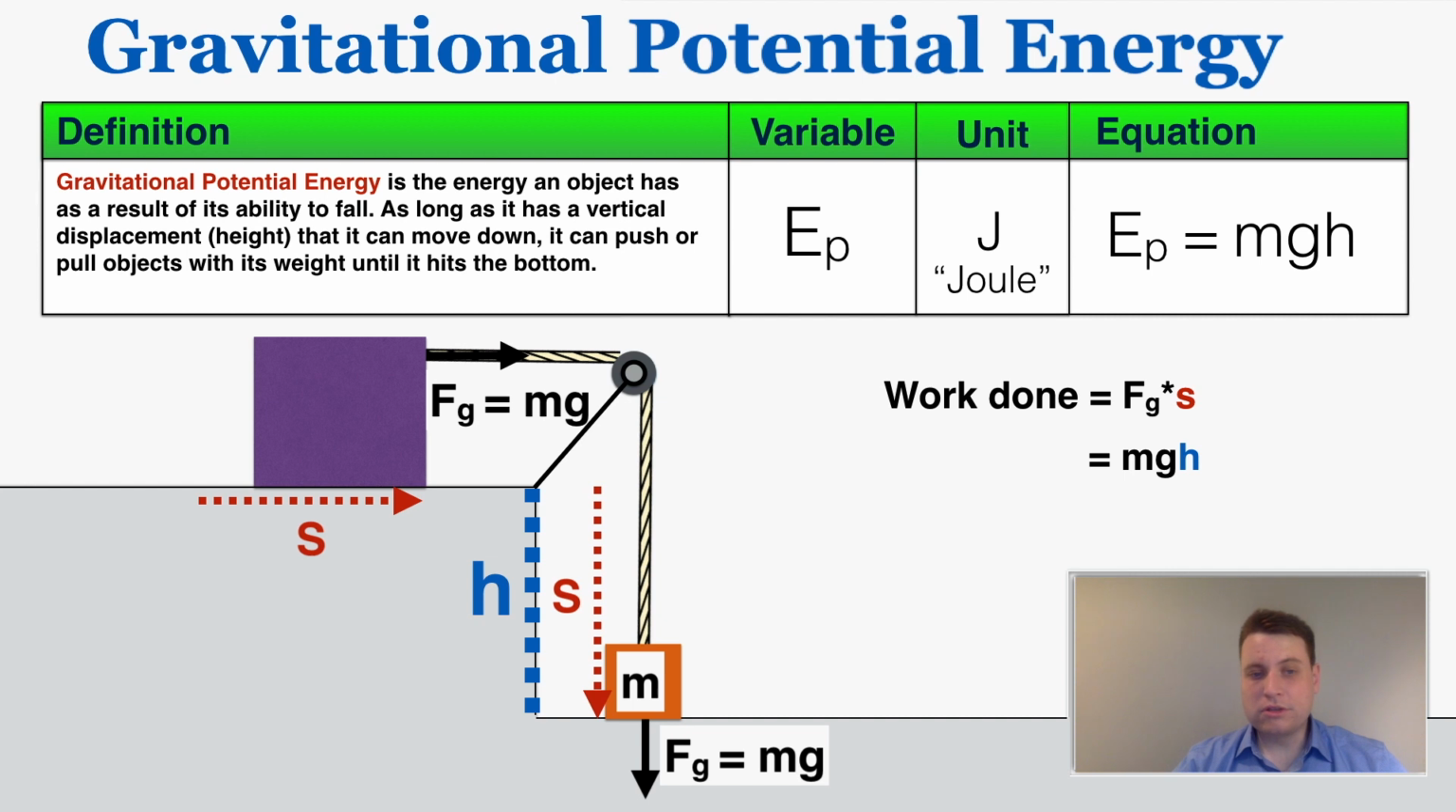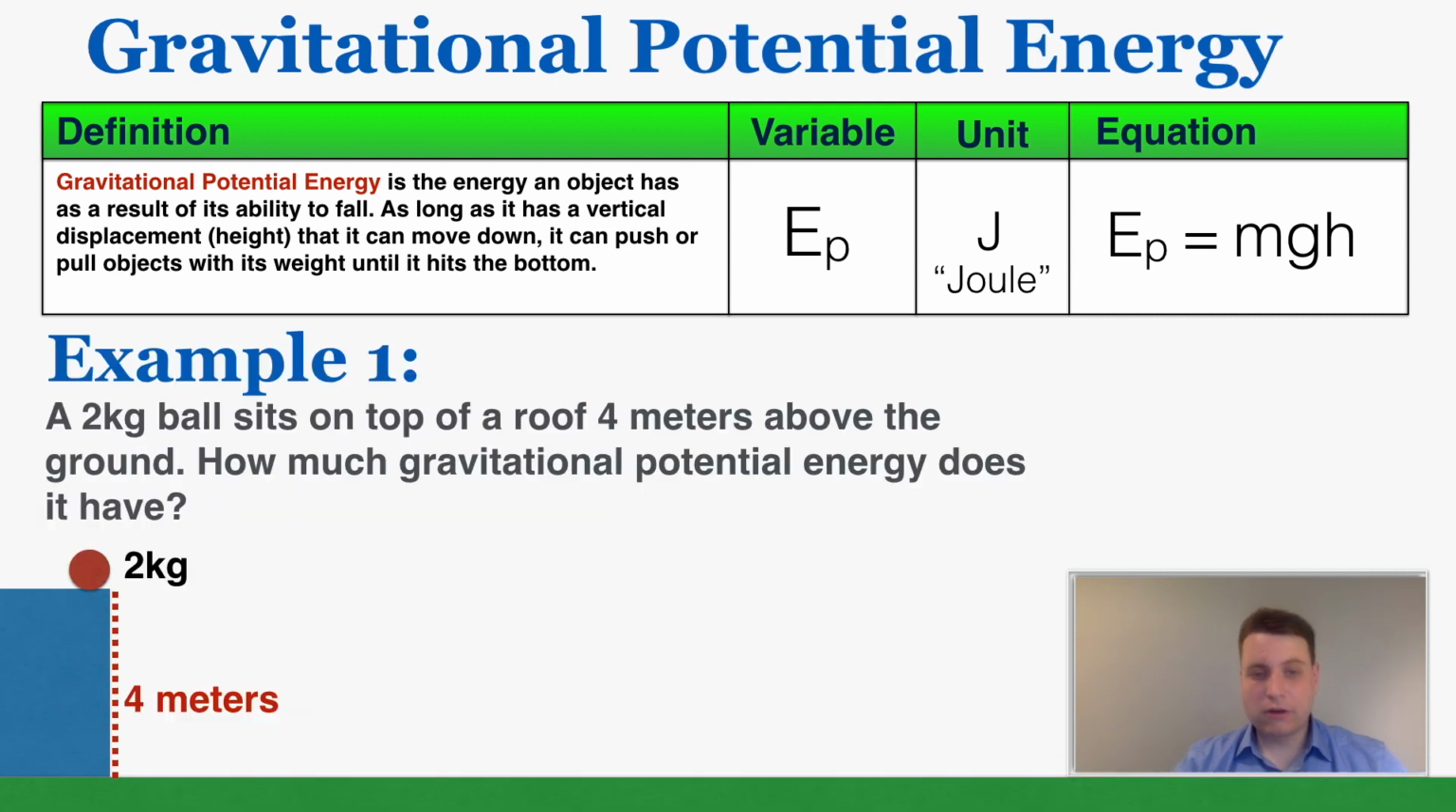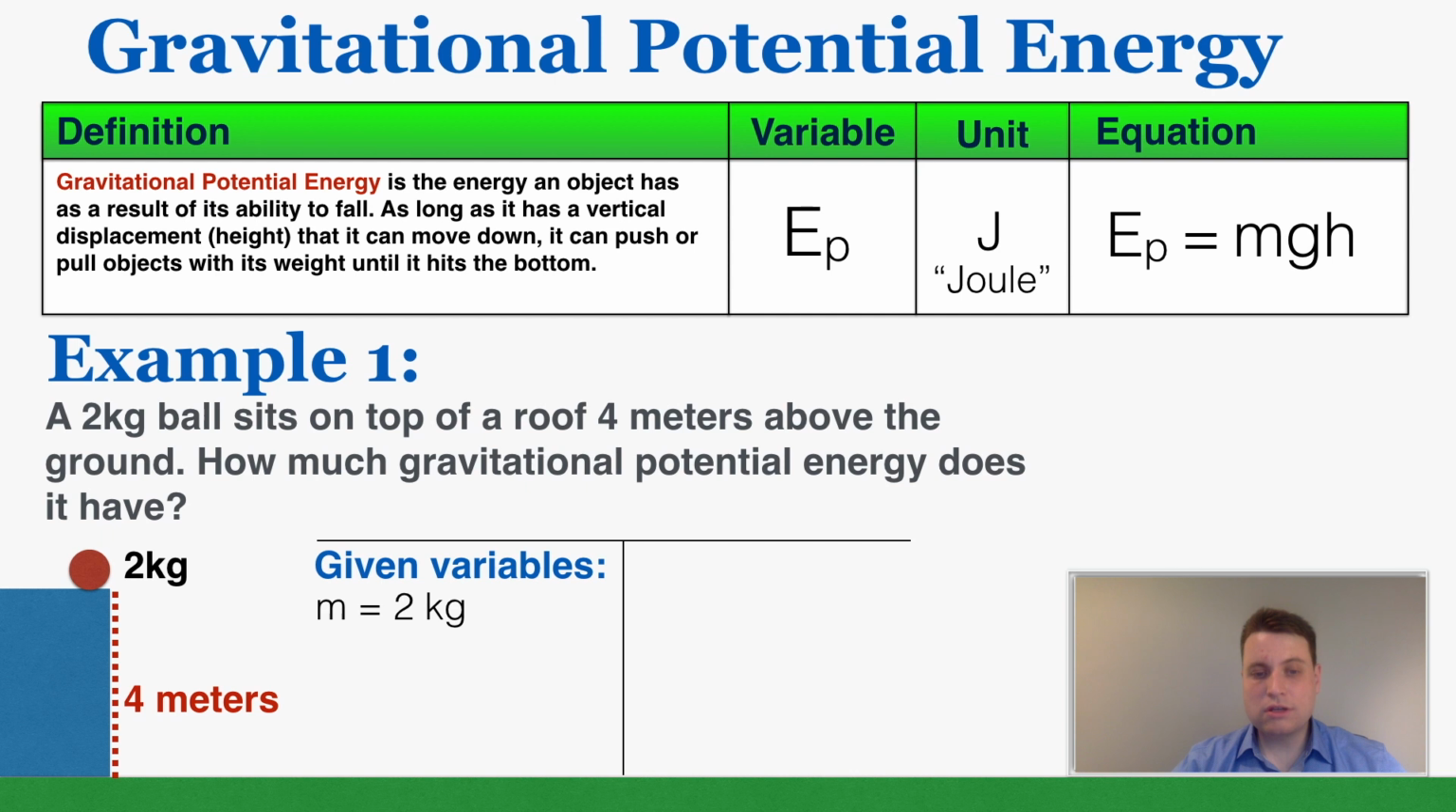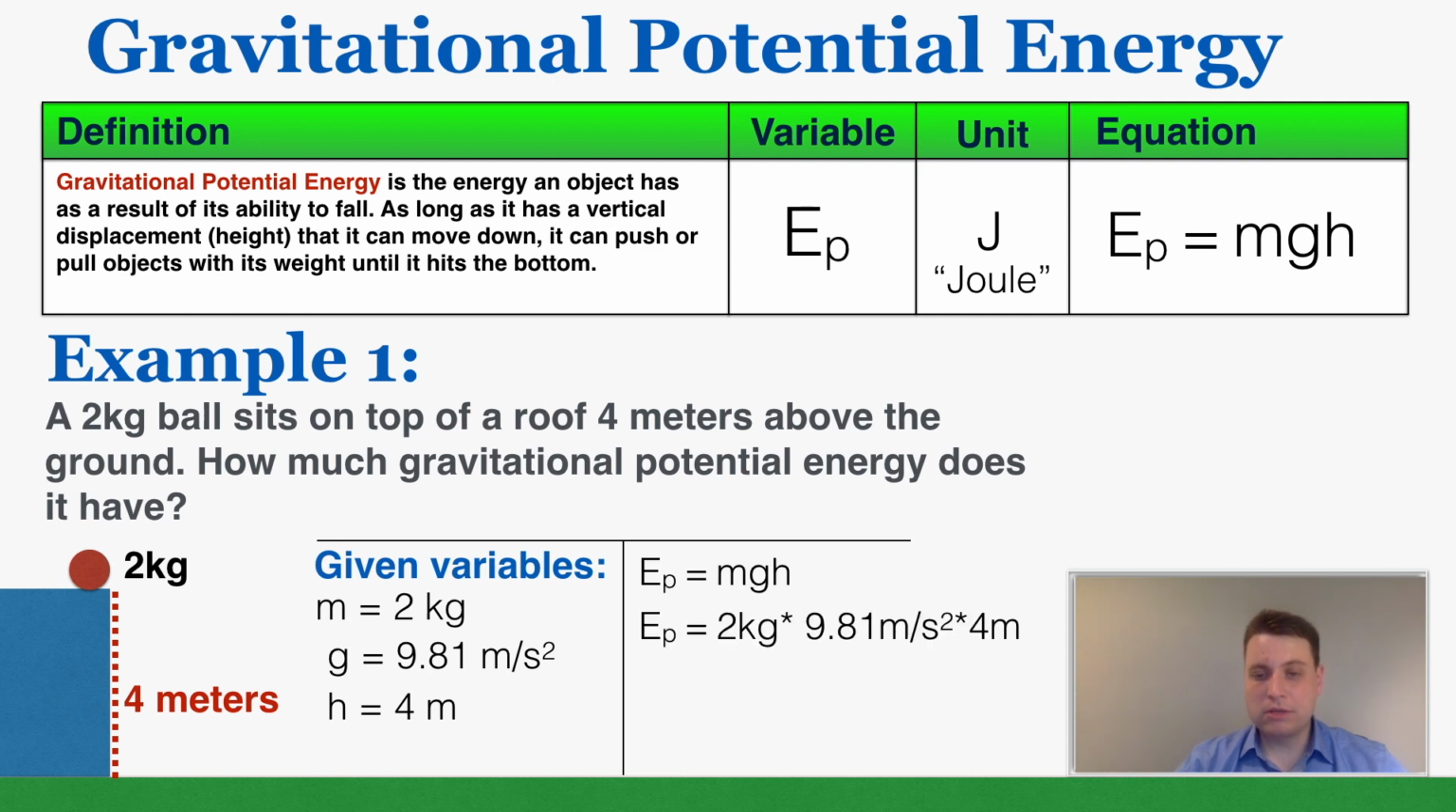So this is pretty simple to use. I'll give you a few examples. A 2-kilogram ball sits on top of a roof 4 meters above the ground. How much gravitational potential energy does it have? So pretty simple. We're given the mass. We're given g is always 9.81 on Earth, and the height is 4 meters. So the potential energy is m times g times h. So I multiply 2 kilograms times 9.81 meters per second squared times 4 meters. And that's equal to 78.5 joules. So this has exactly 78.5 joules of potential energy.